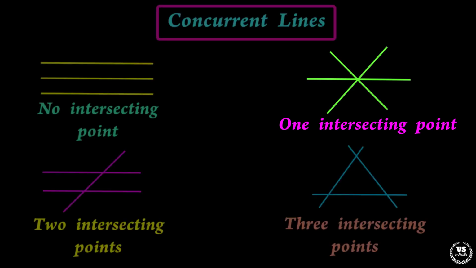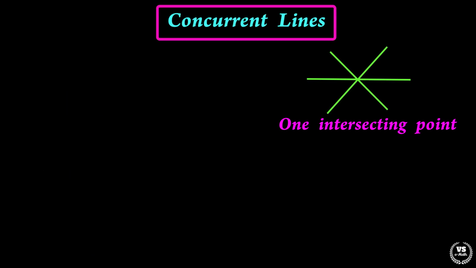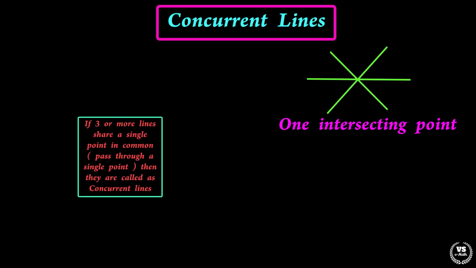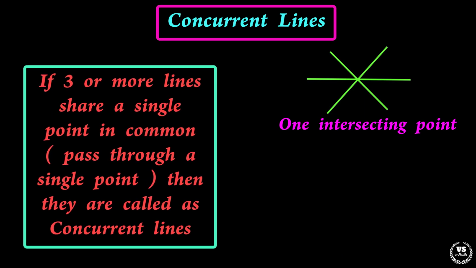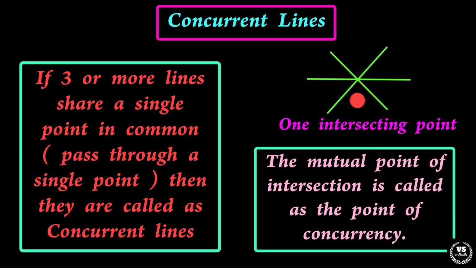If 3 or more lines share a single point in common, then they are called concurrent lines, and the mutual point of intersection is called the point of concurrency. The term concurrent lines is commonly used in triangles.